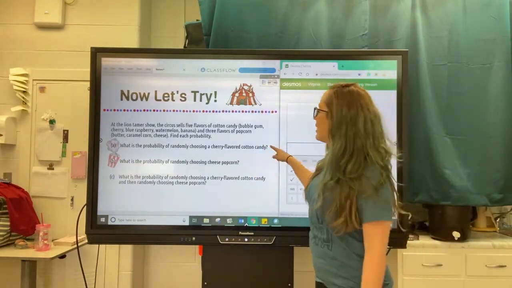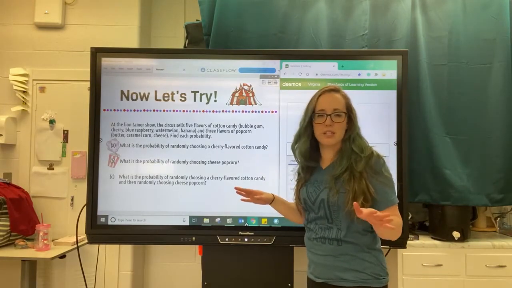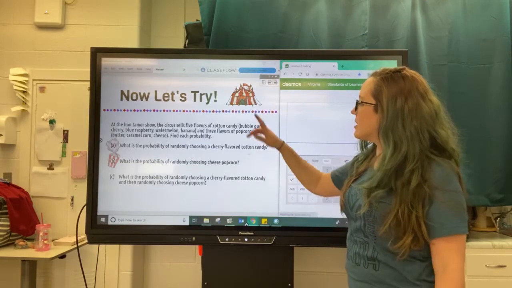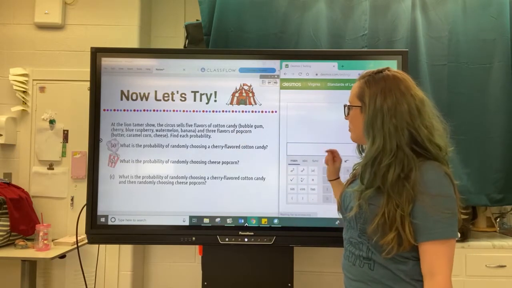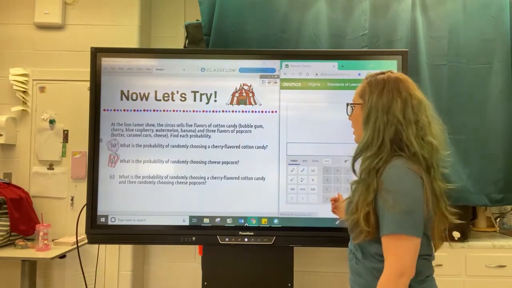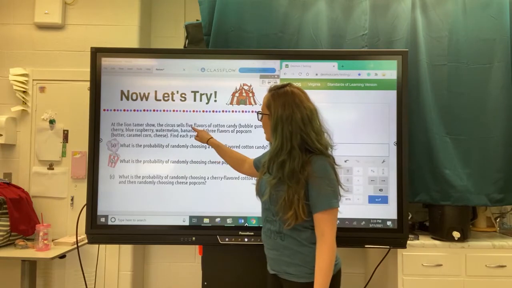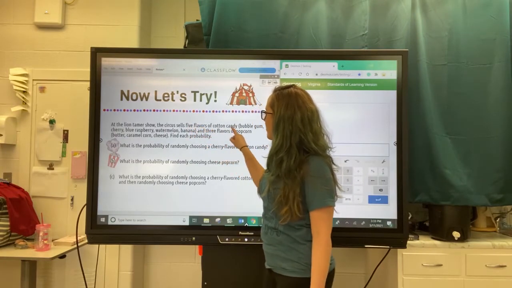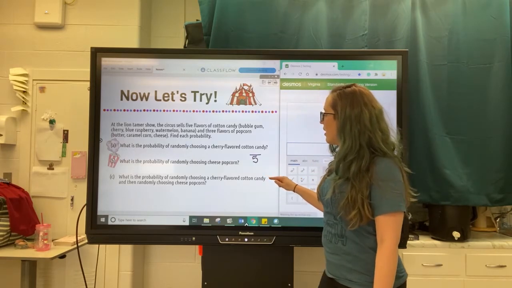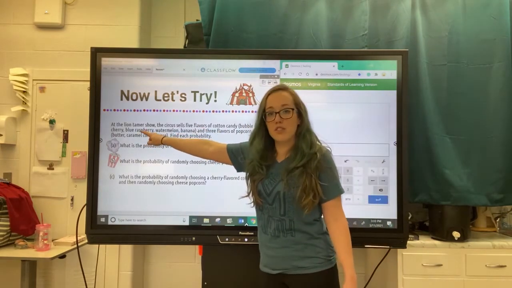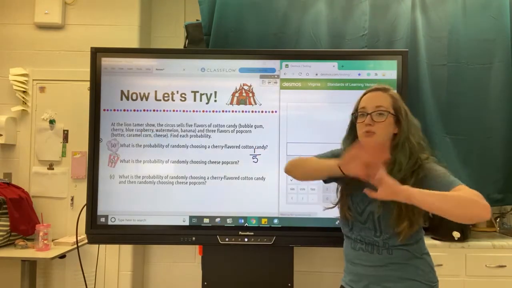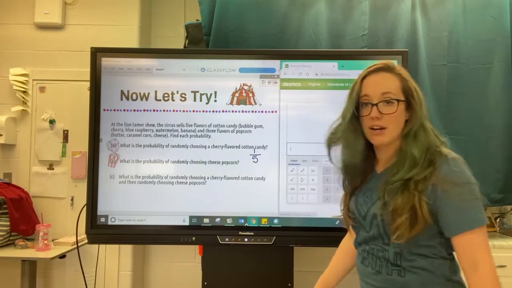So the first one is just simple probability. It's a review of the stuff that we did last time. It says, what is the probability of randomly choosing a cherry-flavored cotton candy? Okay, well, I can figure this out. I know from here that we have 5 flavors of cotton candy. So I'm choosing from 5 choices. And I know that one of them is cherry flavored. So the chance of getting cherry flavored cotton candy, if I just picked randomly, is 1 out of 5.